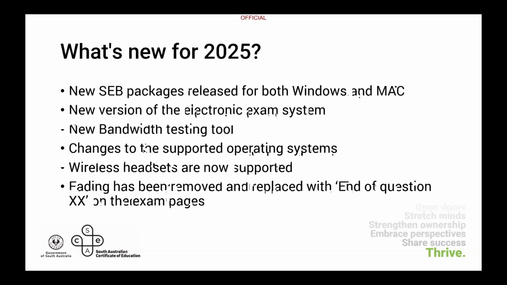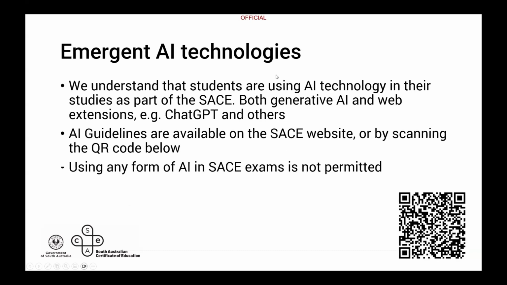So what's new for 2025? As I said before, there is a new set of packages for both Windows and Mac. There's a new version of the electronic exam system, a new bandwidth testing tool, and changes to the supported operating systems. Wireless headsets are now supported. And at the end of the questions for a page, instead of fading, it has been removed and replaced with an end of question marker on the exam page.